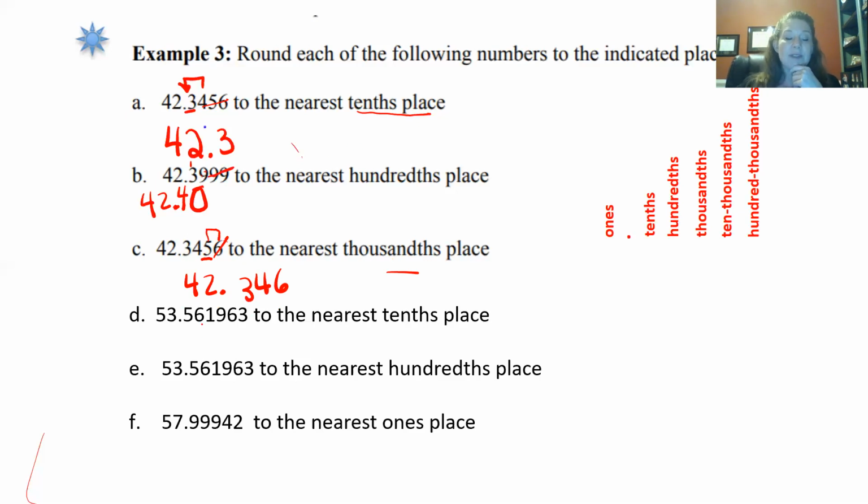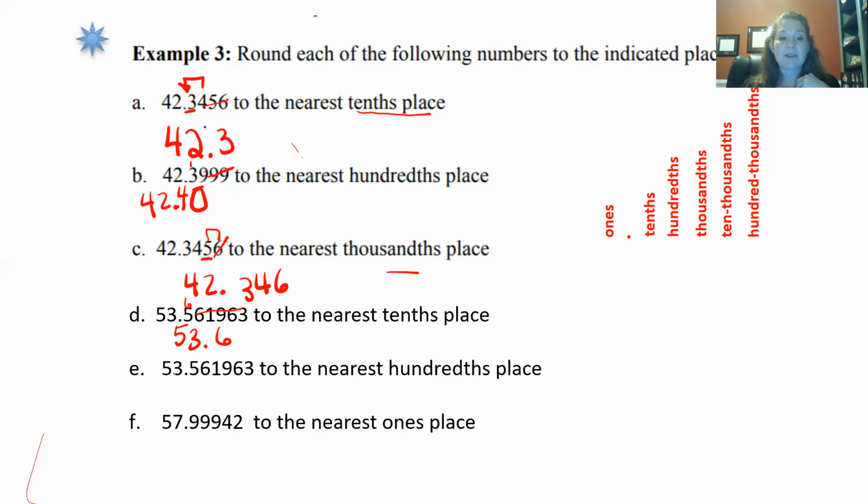Letter D, I'm going to round this number to the nearest tenths place. Well, the 5 is in the tenths place, so what do I look at? I look at the number to the right, which is a 6. Since that 6 is a 5 or higher, this 5 turns into the next number up, which is a 6. So rounded to the nearest tenths, my answer is 53 and 6/10. I drop everything else. Now, why did that 5 turn into a 6? Because the number to its right was a 5 or higher.